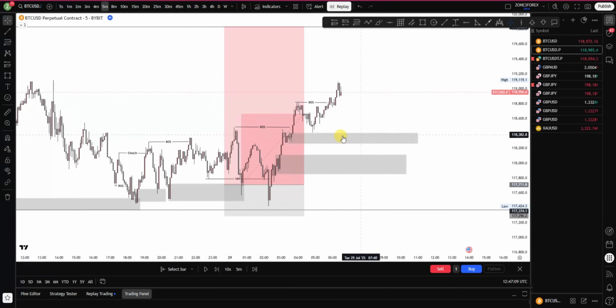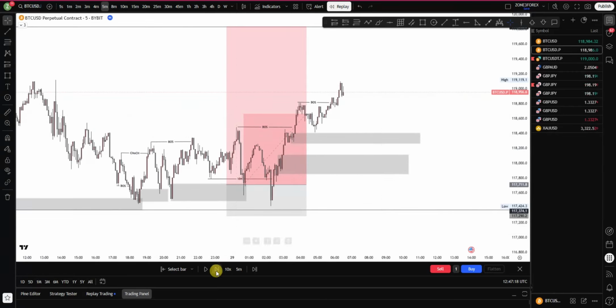When price gets here, I'm not going to take an aggressive buy because we have another point of interest below it. So I have to look for candlestick confirmation around this zone. So let's see what happened.